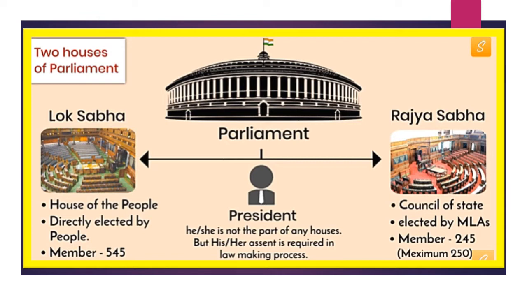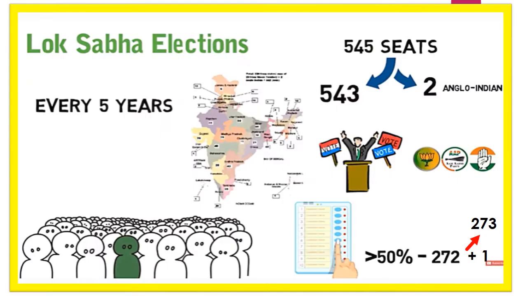The members of the Lok Sabha are directly elected by the people, whereas members of the Rajya Sabha are elected by the members of the legislative assemblies. Okay, so the members in the Lok Sabha are 545, and the maximum number of members in the Rajya Sabha is 250, but presently there are 245 members. Now, the President of India is also a part of the parliament, although he is not a member of either house, and that is why all laws made in the house come into force only after they are signed by the President.